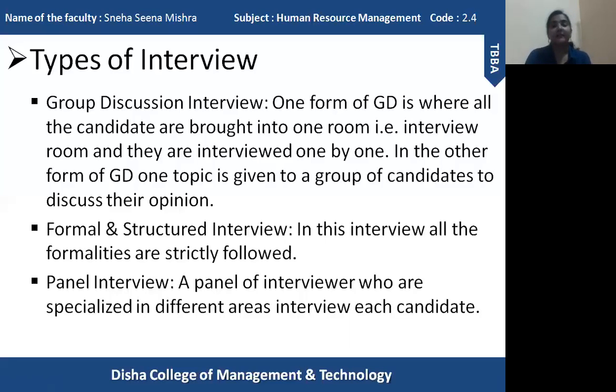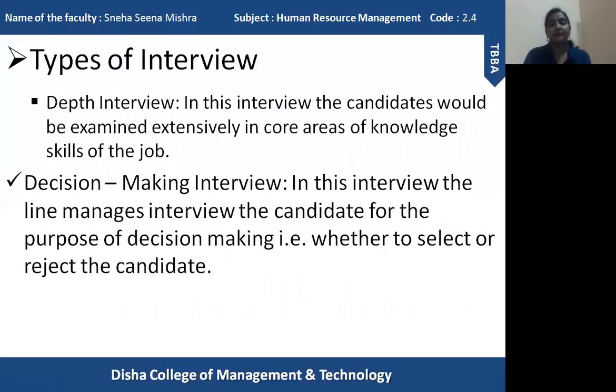So every panelist on an individual basis gives points to the candidate. Okay, and the next one is the depth interview. The depth interview is basically conducted to measure the level of knowledge a candidate has in one particular area. So they extensively ask questions regarding the knowledge and skills of the particular job.